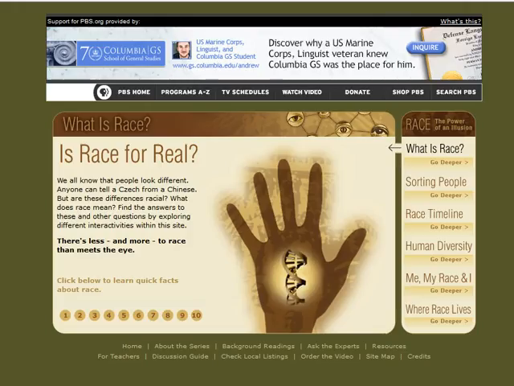Consider the question at the top, is race for real? And then look at what they say here. There's less and more to race than meets the eye. So consider clicking on the different numbers and seeing what you can learn about the idea of race defining the differences among people.